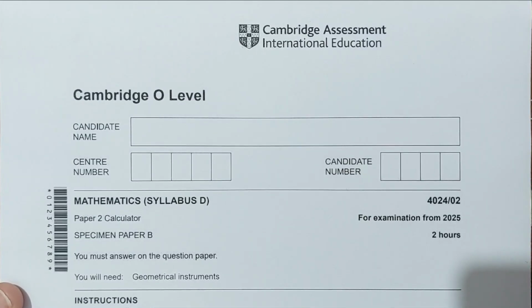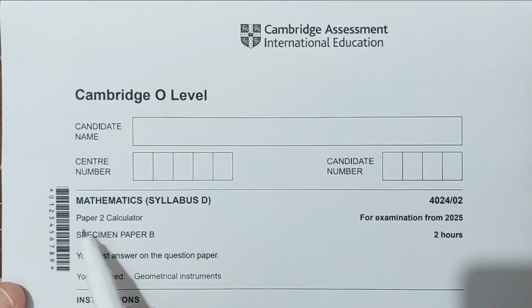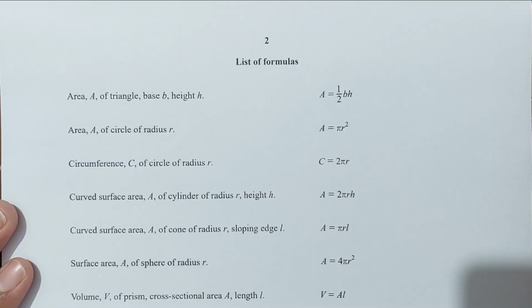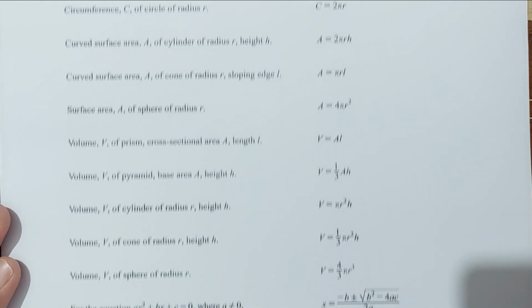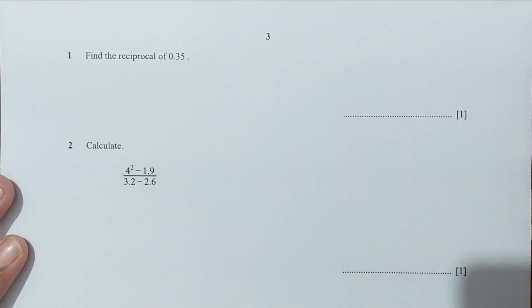Hi everyone, in this video I am going to solve Cambridge O-Level Mathematics T paper 2, which is calculated specimen paper B for examination from 2025. Now in paper 2 as well you have given the list of formulas for the volume, areas and surface areas.